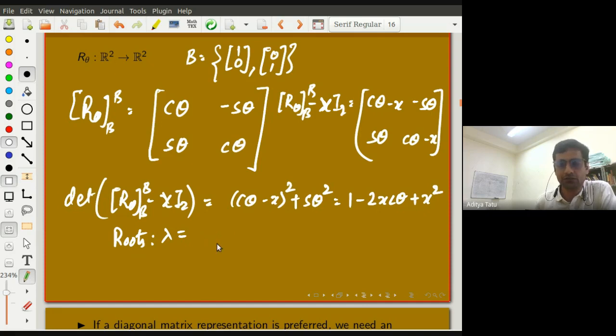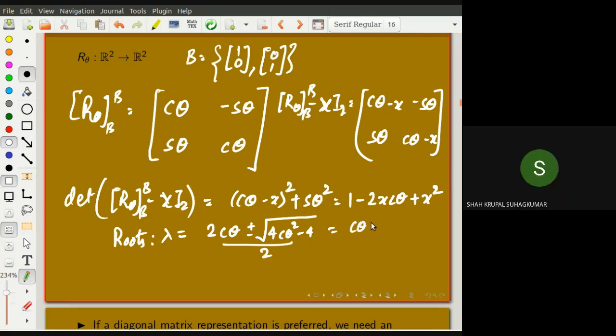Quick, what are the roots? Plus or minus b, right? You guys should be more efficient and faster than me. 2 cos theta, that's minus b, plus or minus square root of b square, so 4 cos theta square minus 4ac, divided by 2a, so 2. You can cancel out the 2's everywhere. What will you get? Cos theta plus or minus root over square.